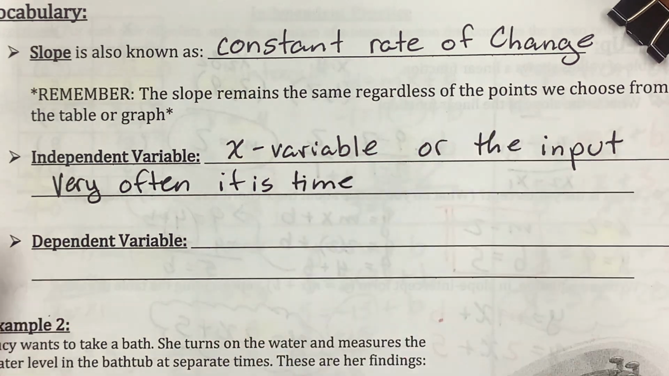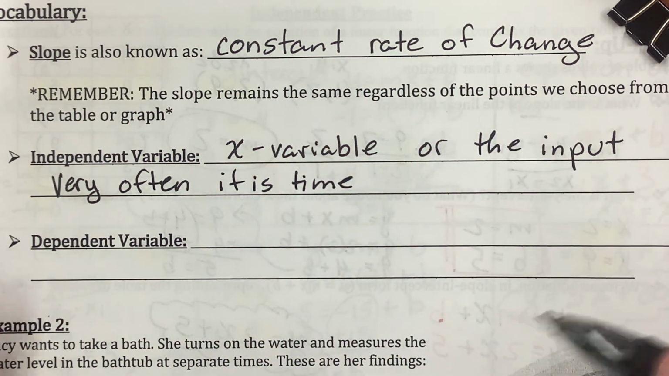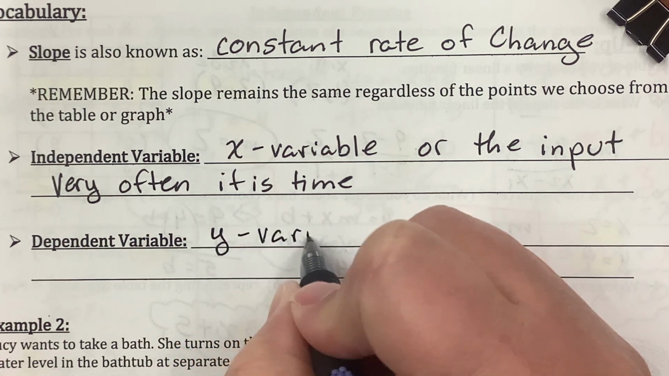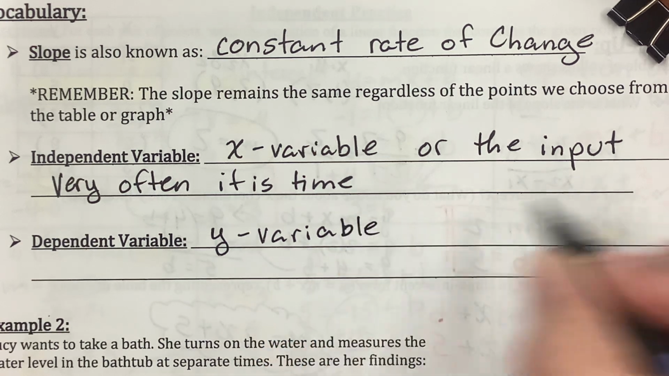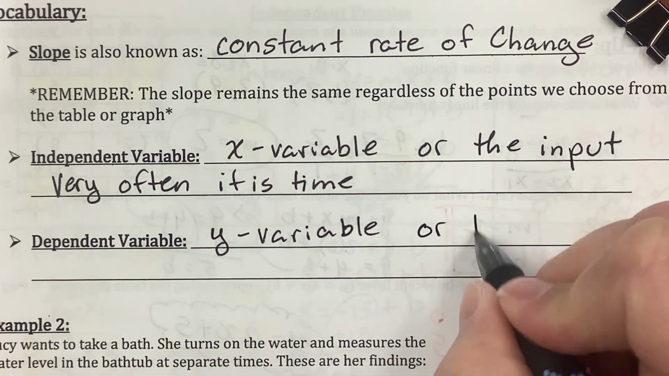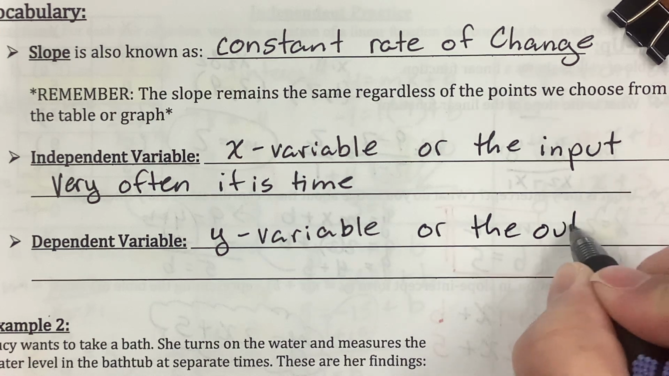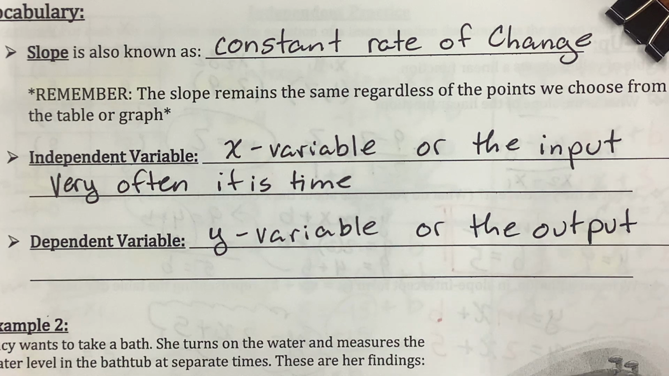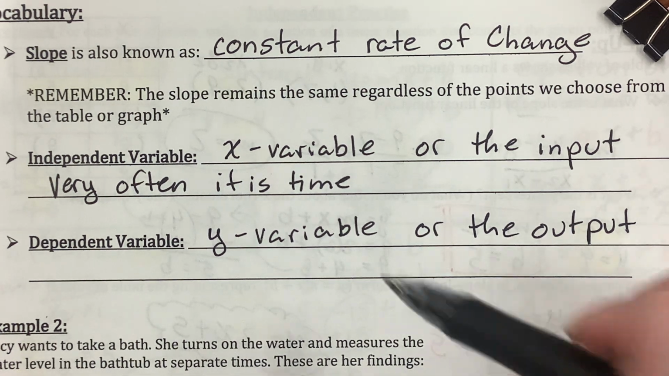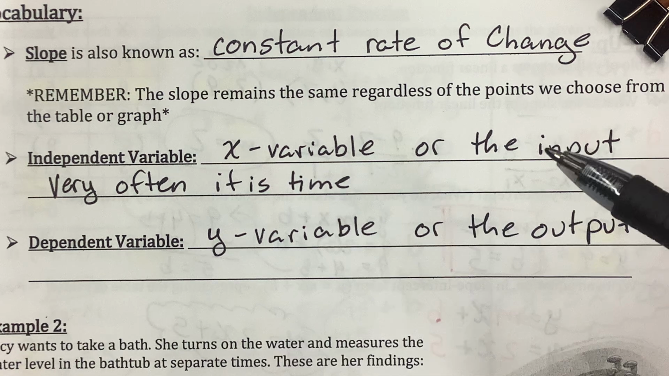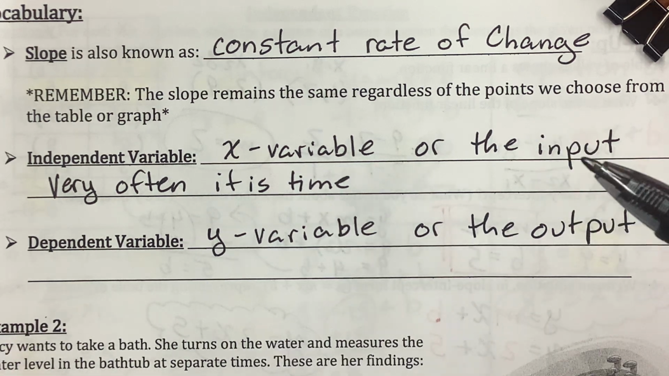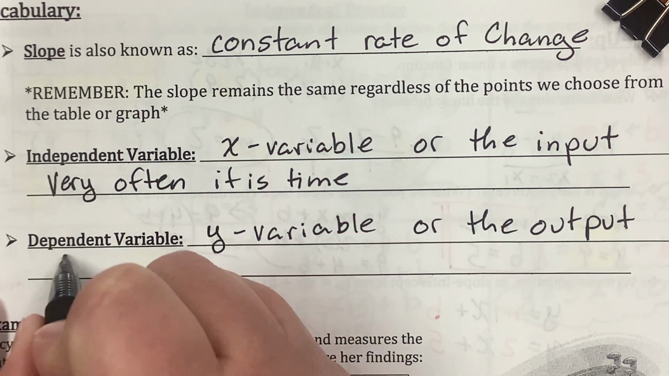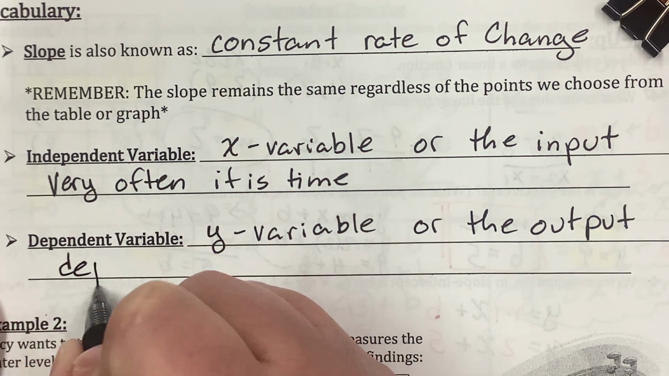And it's not really affected by the dependent variable. In our case, the dependent variable is the y variable, or the output. And it's called the dependent variable because it depends on what you put into the equation. So whatever it is that we're putting into the equation is going to affect the output or the dependent variable. So we'll just write that down too. Depends on what you put into the equation.